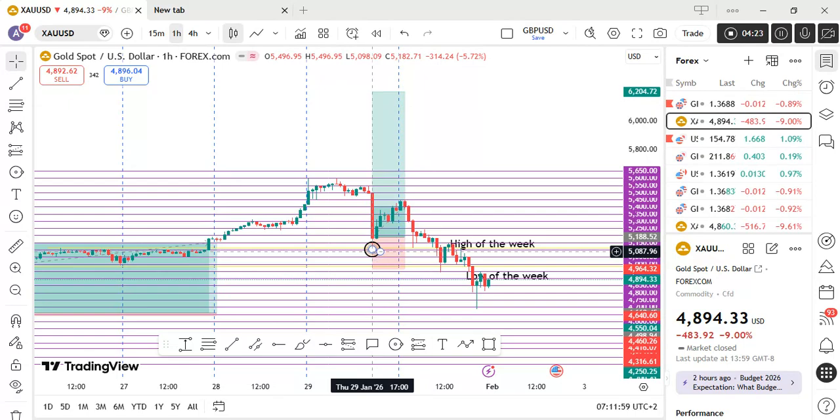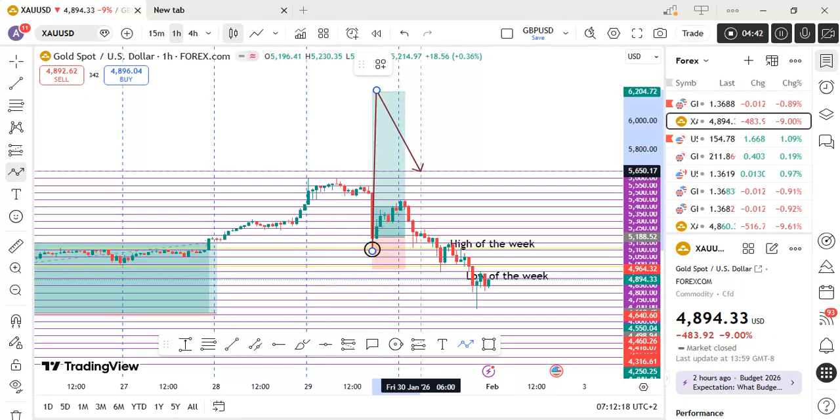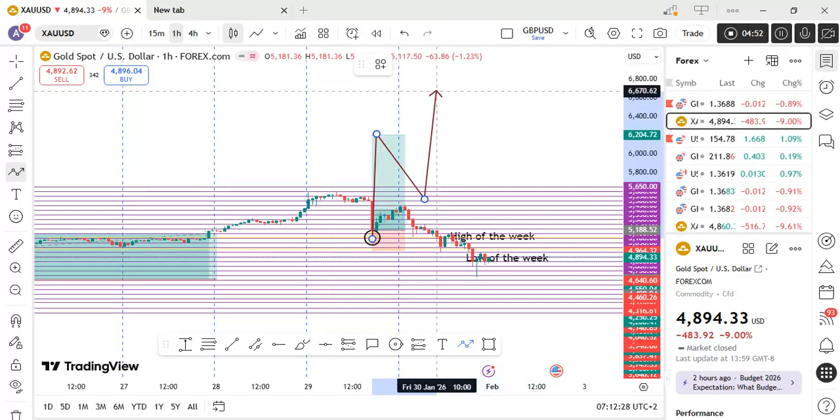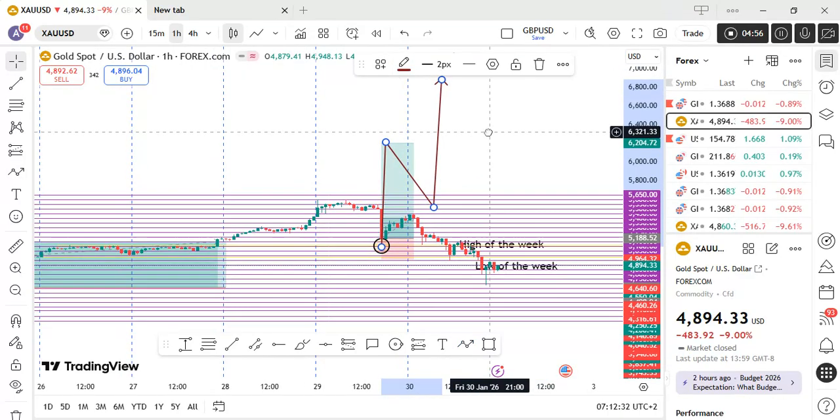When price retested this high of the week, that's the high looking left, I was expecting at least market to create a new high, then a retest on this high looking left, then a continuation of a new high being formed if the market structure was going to hold. This is definitely what I was anticipating, for market to eventually create a new high. But what did we see?